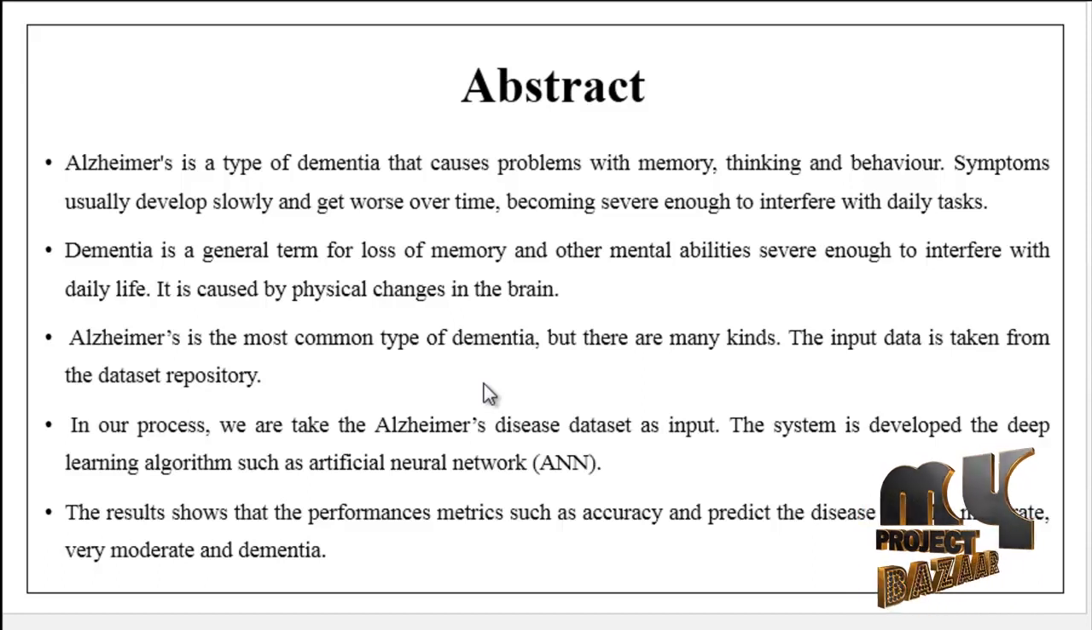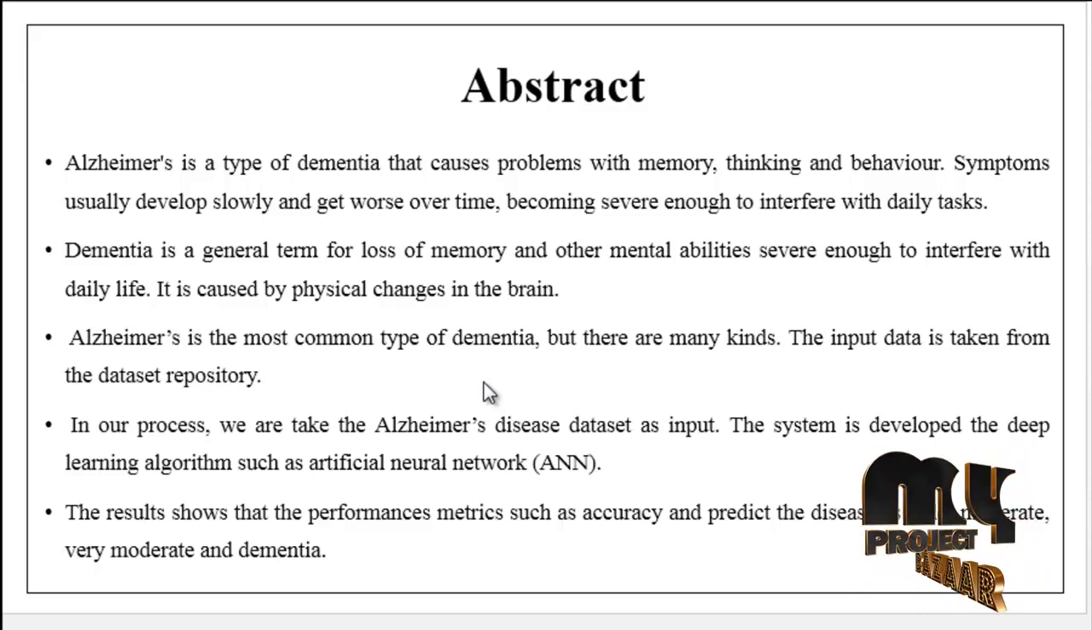So here the system is developed using a deep learning algorithm for predicting dementia, that is Alzheimer's disease, by using an artificial neural network. This is the overview of our project.